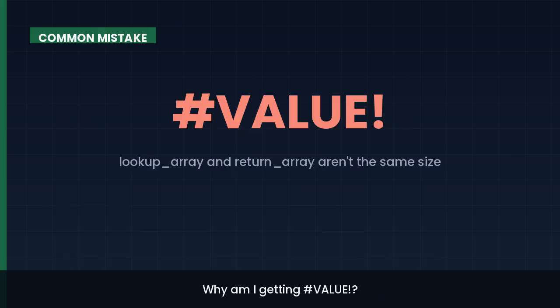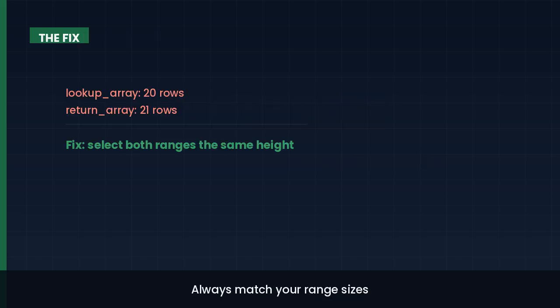The most common XLOOKUP error is #VALUE!, and it almost always means your lookup array and return array aren't the same size. If your lookup array is 20 rows and your return array is 21, Excel can't match them up. Always select both ranges the same height, and you'll never hit this one.